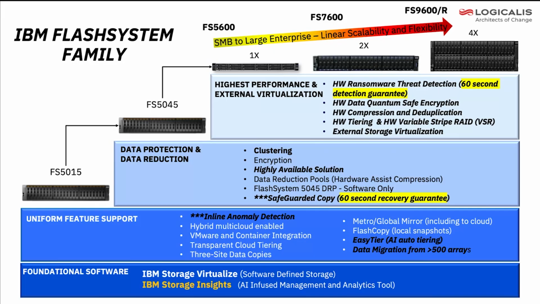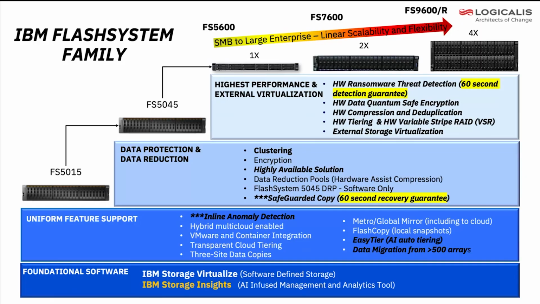Starting at the 5015, which is the smaller boxes, all the way up to the 9600, which is our large enterprise models. You can then see when we get to the FlashSystem 5600, that is where we start to look at our NVMe-based boxes.